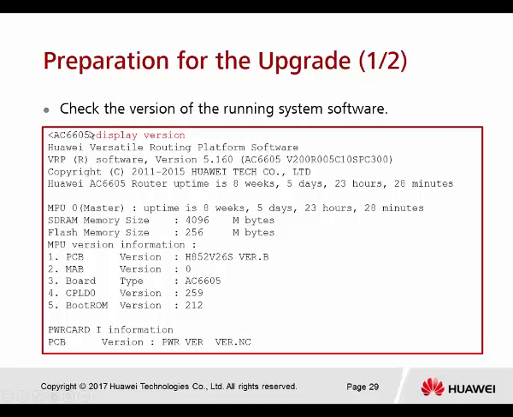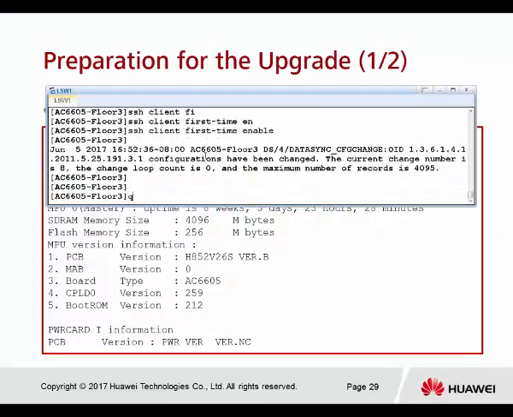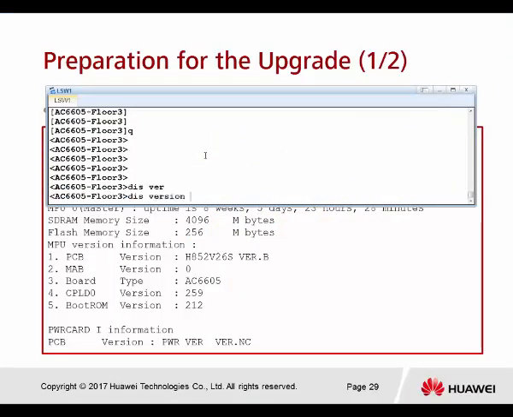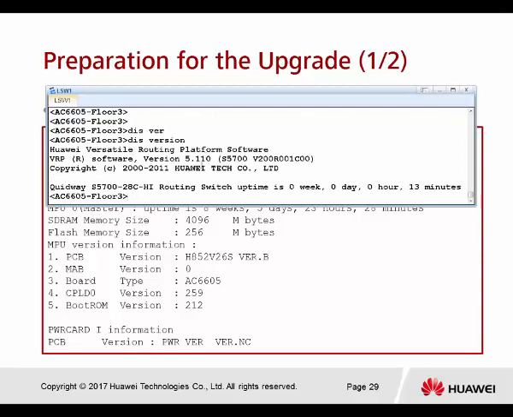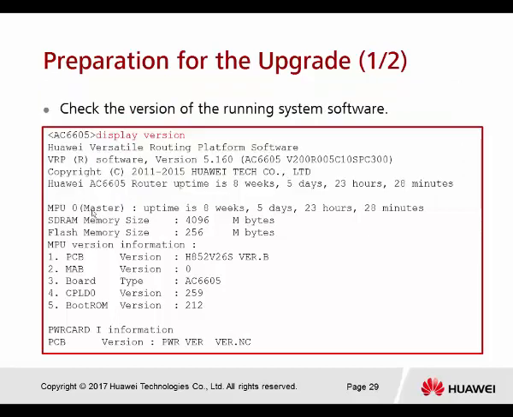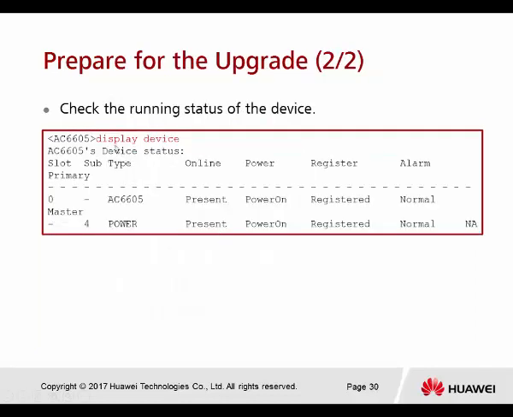First, we can use the command display version. Using display version, you can check what version you are currently using. From here you can see very little information because this is just a simulator. For a real device, you can see even more, such as the uptime, the memory size, and the MPU version information. We can use display device to check the available ports on our device.